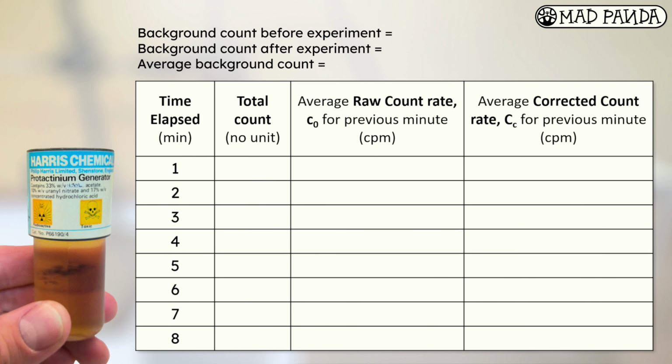At the top you can see we're going to find the background count rate before and after the experiment and then find an average. We're also going to need a results table like you can see here, so get copying that out. If you want to save some time you could just write out the bits in bold, although bear in mind it's always good practice to include your units in results tables.